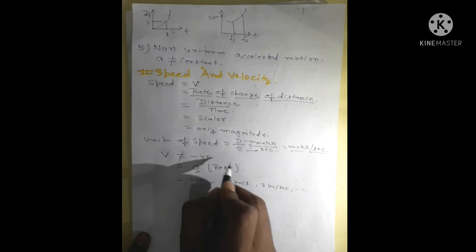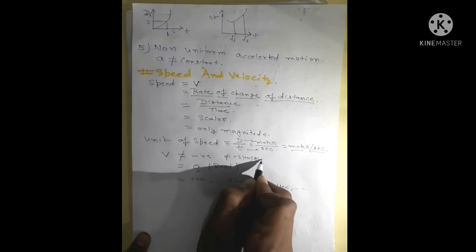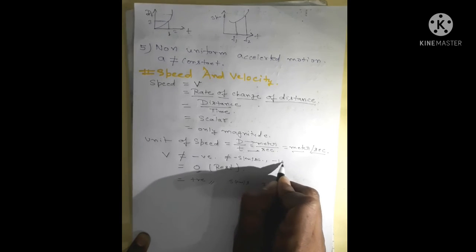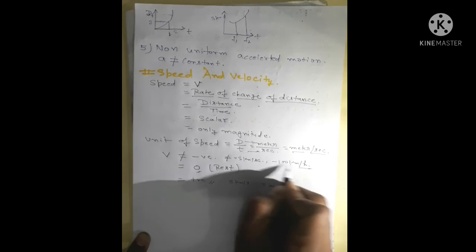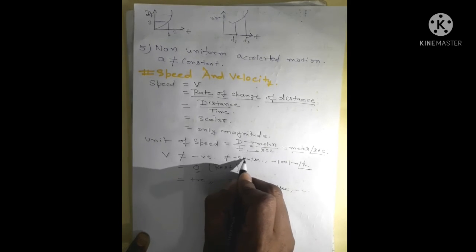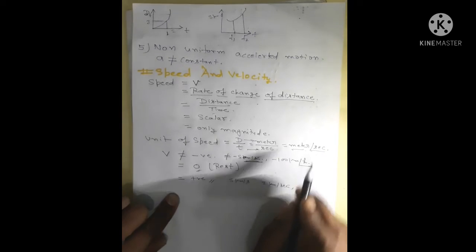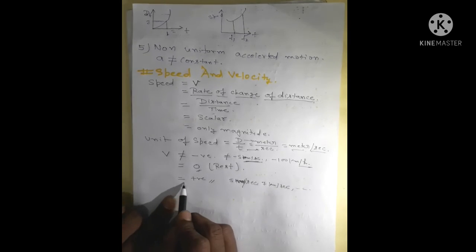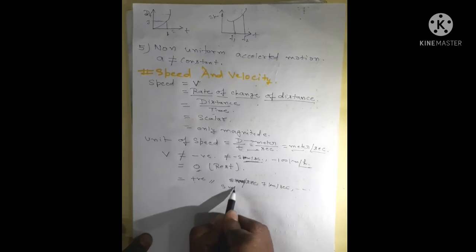Speed is never negative, never equal to minus 5 kilometer per second, minus 1000 kilometer per hour, never minus 5 meter per second. Speed is always in meter per second. Speed always has a positive value, which means 5 meter per second.